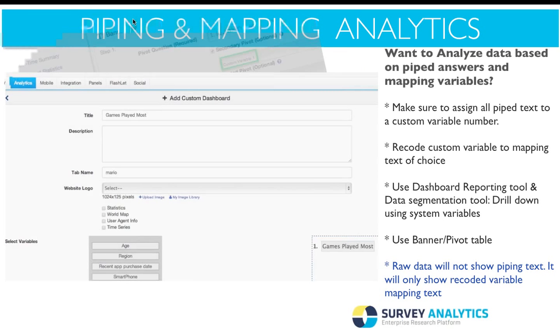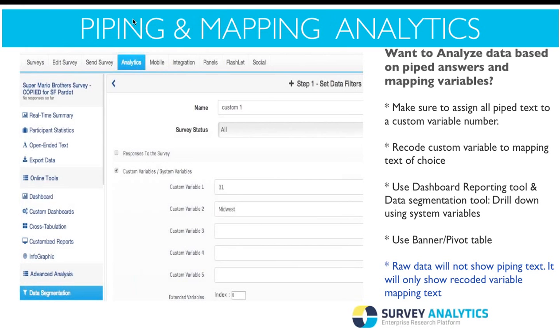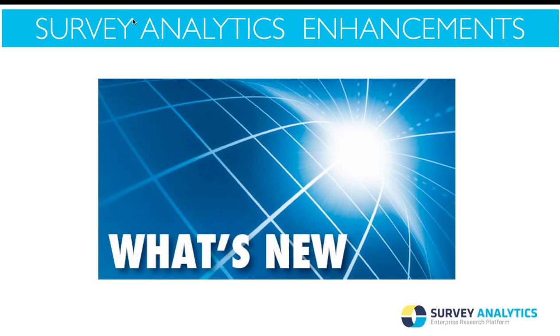And this is from the custom dashboard that you can see, which is basically allowing you to select particular questions and then be able to segment the data according to your new mapped variables that we have. So we got the age, games played most, that kind of thing, and then we can review the data based off of that. And there's the data segmentation.